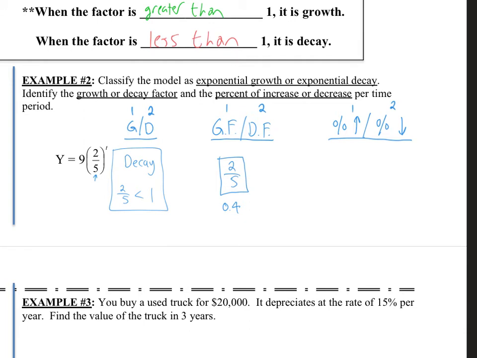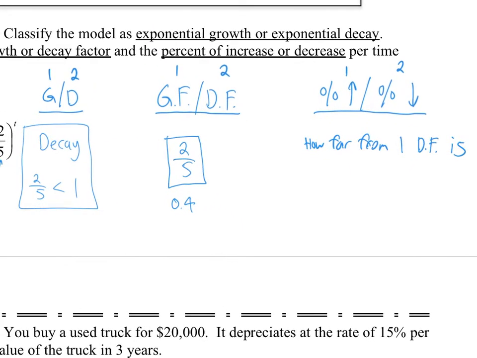So, the percent of decrease is how far from 1 the decay factor is. How far from 1 the decay factor is, all right? So we have 0.4. We're going to use 0.4, not 2/5. I'm always going to do the bigger number minus the smaller number. So what number is bigger, 1 or 0.4? 1 is bigger. So I'm going to do 1 minus 0.4, which equals what? That's 0.6.